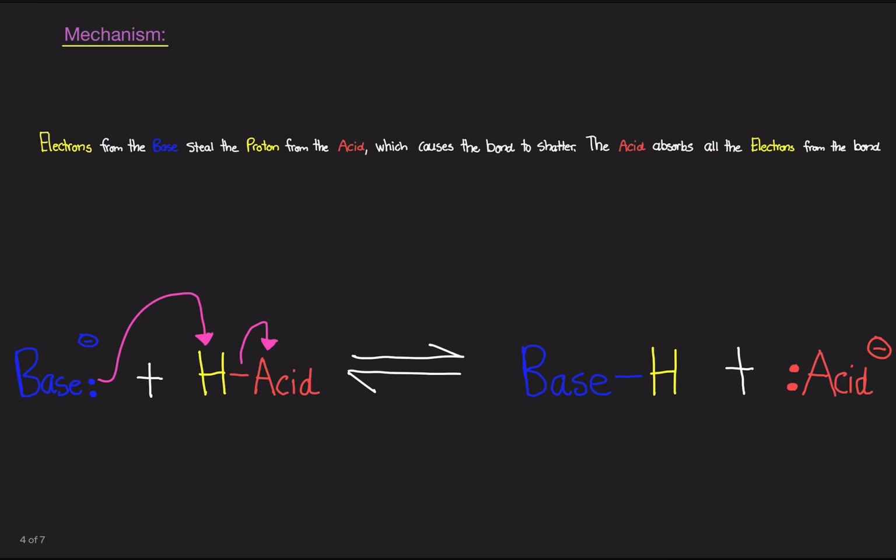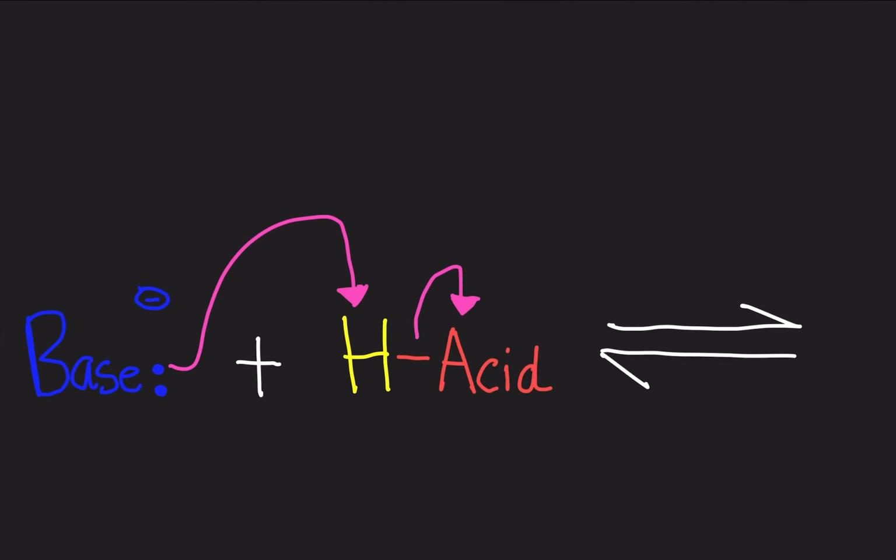Okay, so here's the mechanism. I know this looks a little complicated, so we're going to go over it slowly. I wrote it in words what's happening, but we're just going to go over it here on the actual diagram. So what am I saying here? What did Bronsted and Lowry come up with?